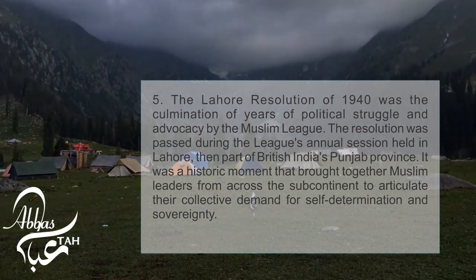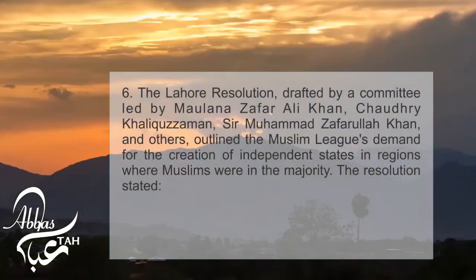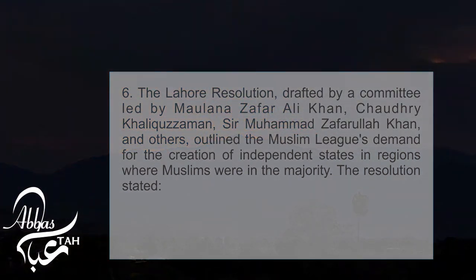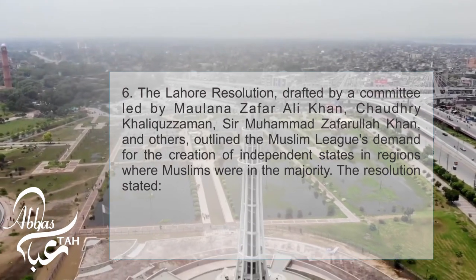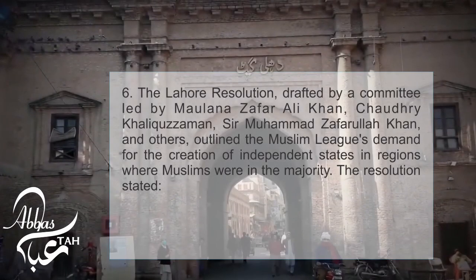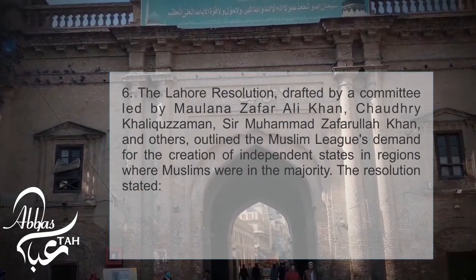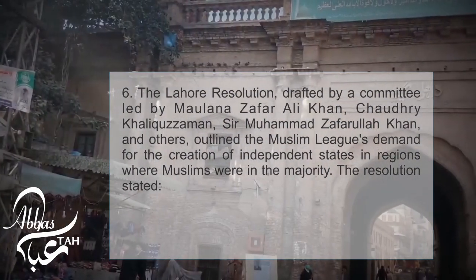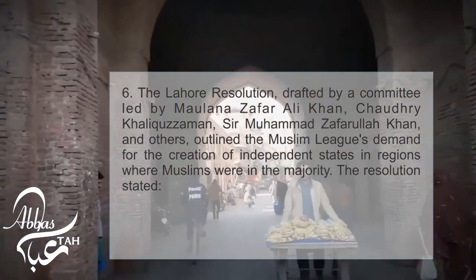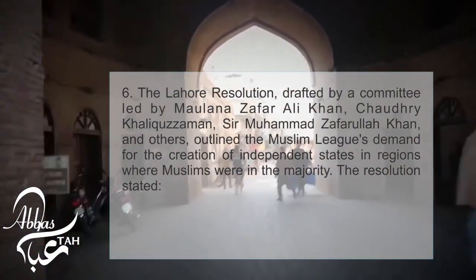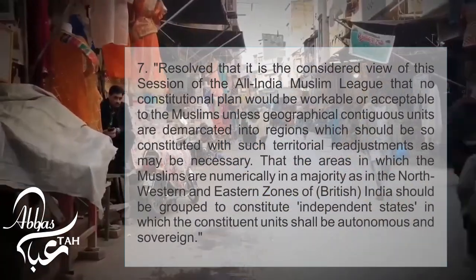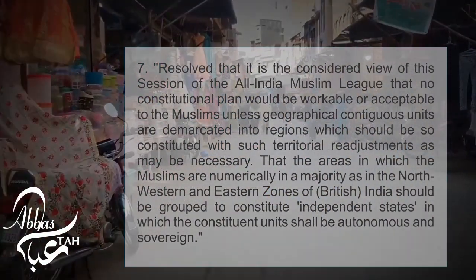The resolution stated: "Resolved that it is the considered view of this session of the All India Muslim League that no constitutional plan would be workable or acceptable to the Muslims unless geographical contiguous units are demarcated into regions, which should be so constituted with such territorial readjustments as may be necessary, that the areas in which the Muslims are numerically in a majority as in the northwestern and eastern zones of British India should be grouped to constitute independent states, in which the constituent units shall be autonomous and sovereign."